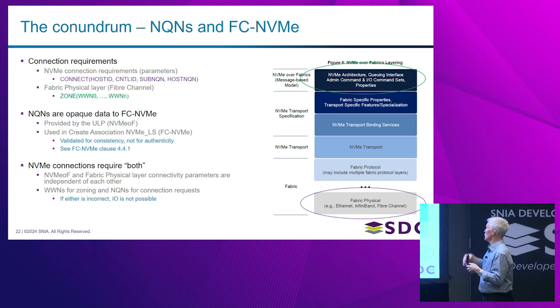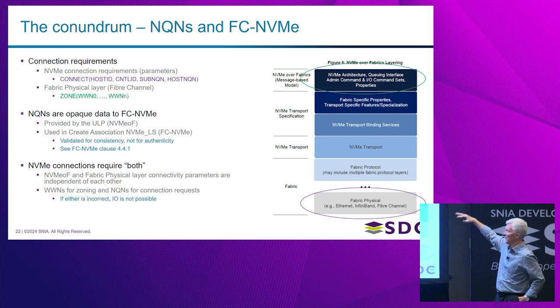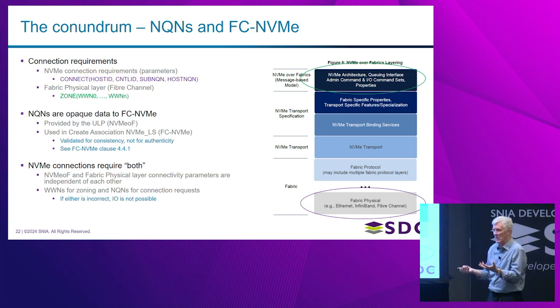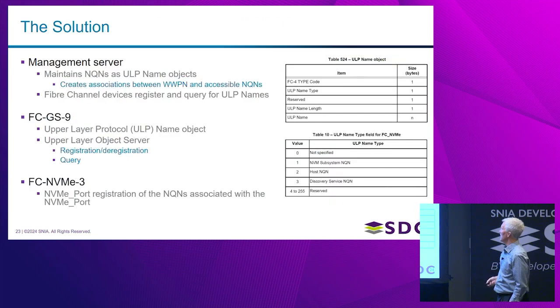So administrators were struggling a little bit on being able to define both. That is, they wanted to be able to see both. Because the NQNs are opaque to the FC connection, it became difficult for the SAN administrator to see that. And the solution really is, let's just have them register that information.